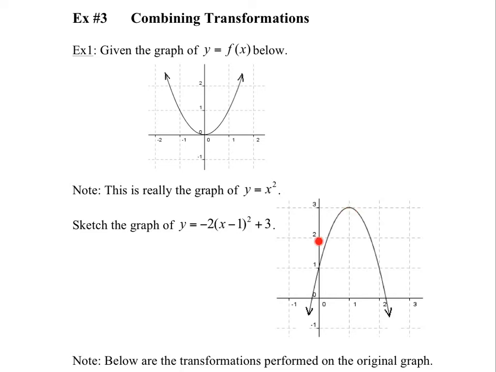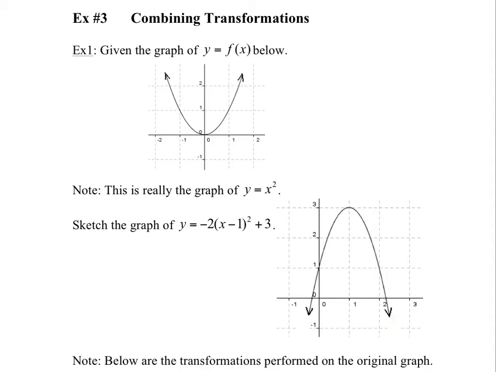So normally the points would be here. But because of the 2, the points would be here. So it would be a little bit thinner. But because it's pointing down, you'd have these 2 points down here. We have a movement of 1 to the right and 3 up. And that's what the resulting graph would look like.